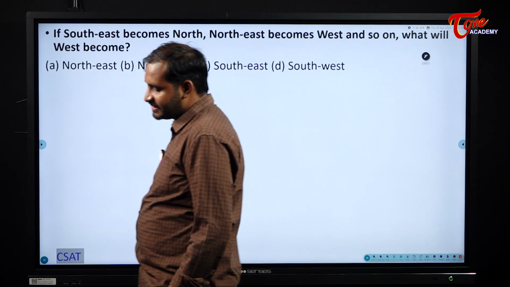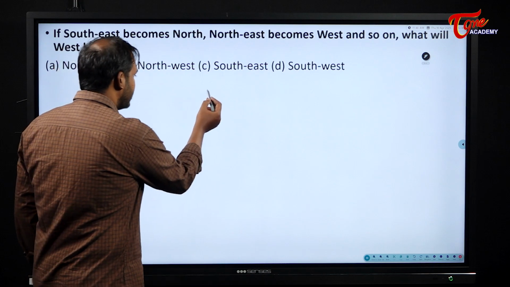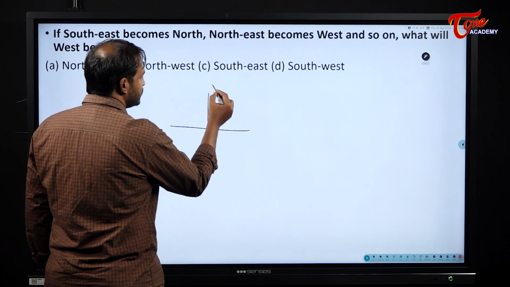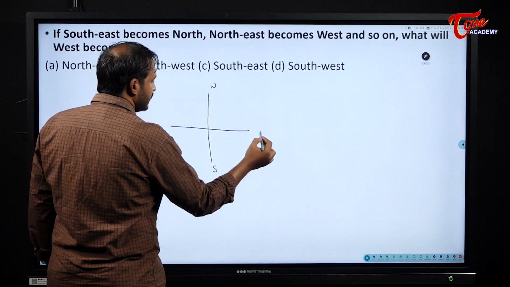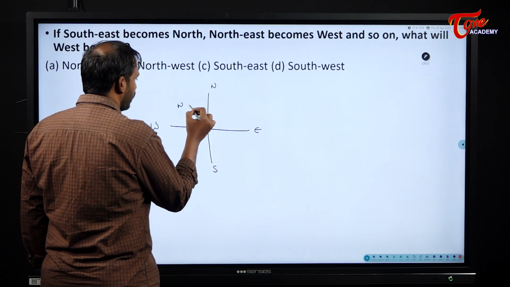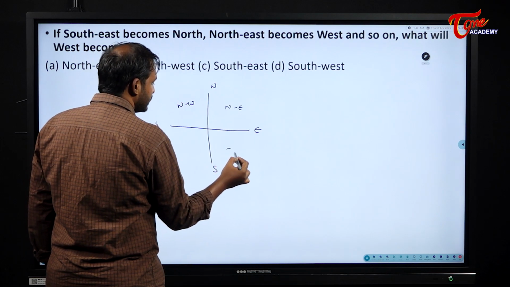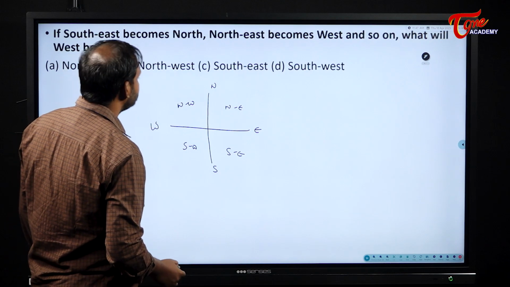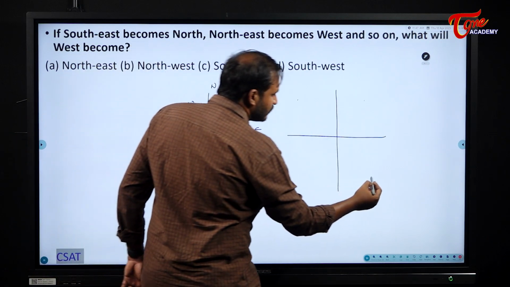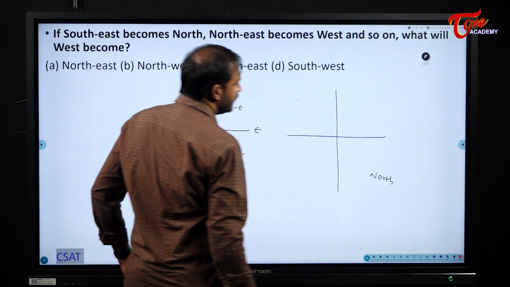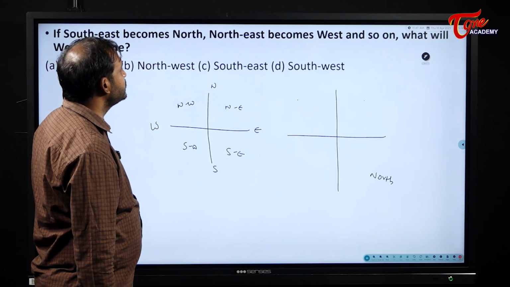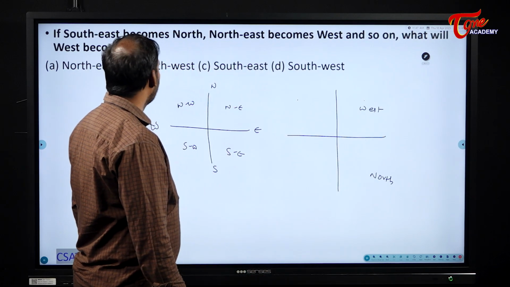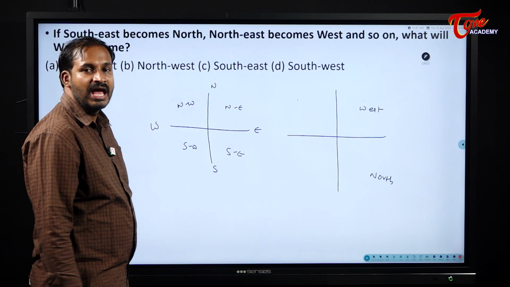If southeast becomes north, see the general strategy. This is the direction changing concept. This is north, south, east, west. We know this is northwest, northeast, southeast and southwest. Now what he is telling, if southeast becomes north, southeast is here, so this is becoming north. Next, if northeast becomes west, so this is becoming west, and so on. What will the actual west become?